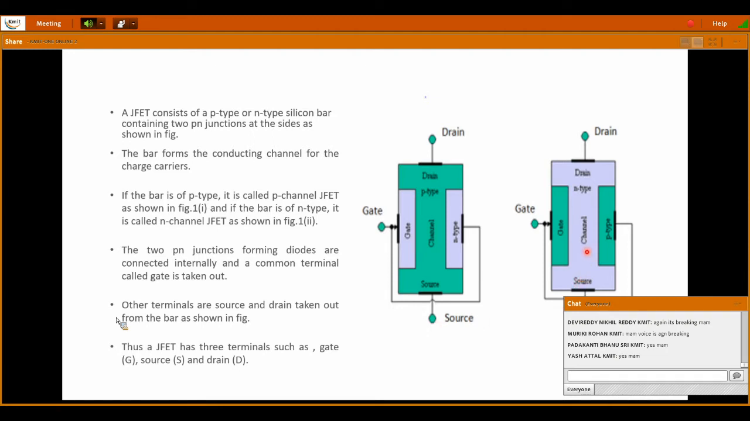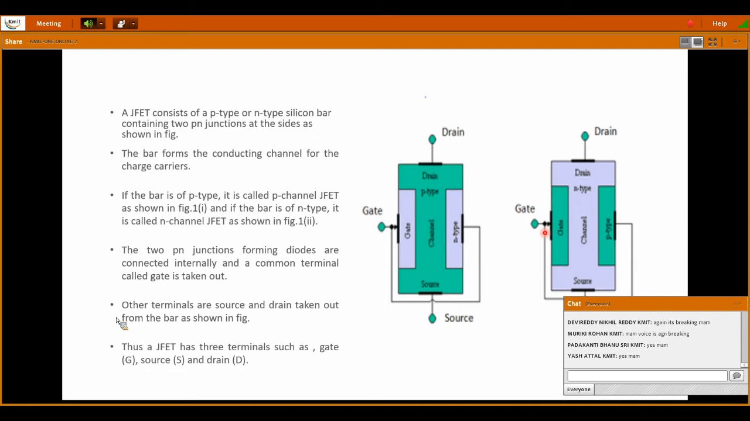And in the other diagram, if you see, the main rectangular bar is made up of N-type material. So the channel is also of N-type semiconductor material. And in that N-type rectangular bar, we are inducing a P-type substrate.